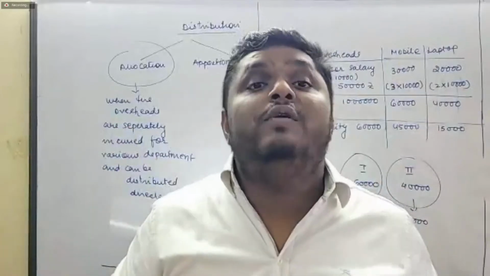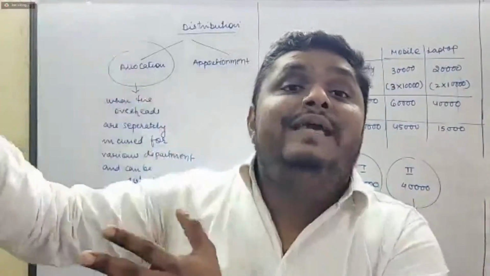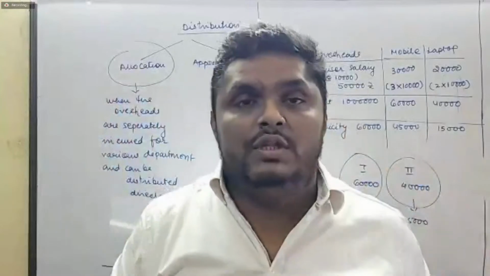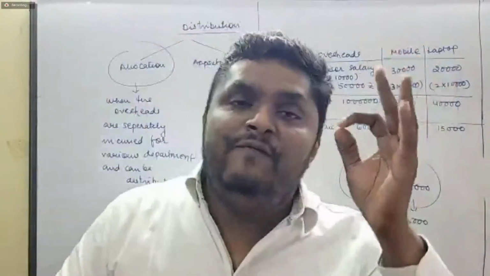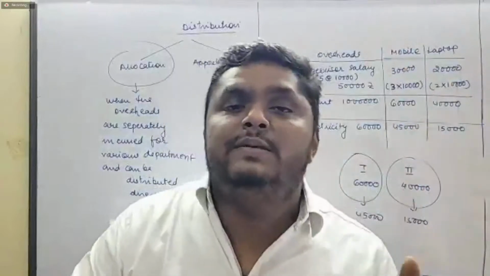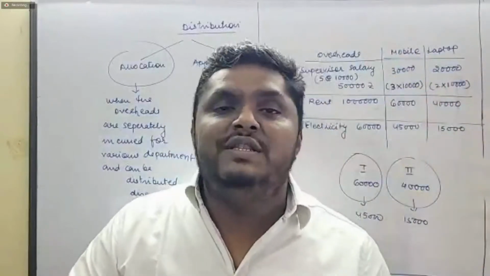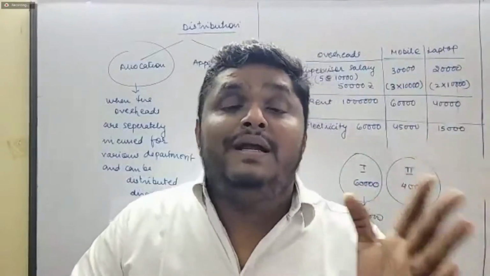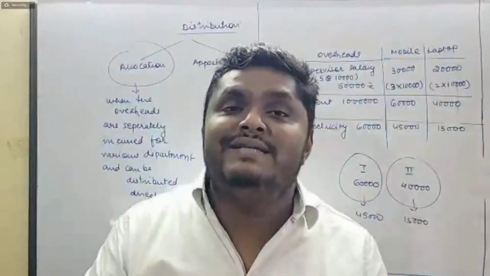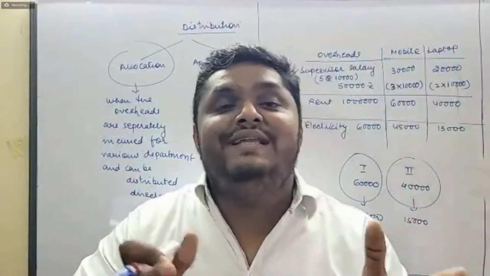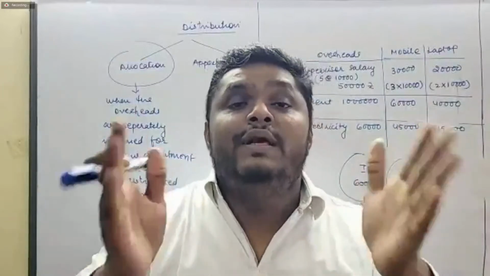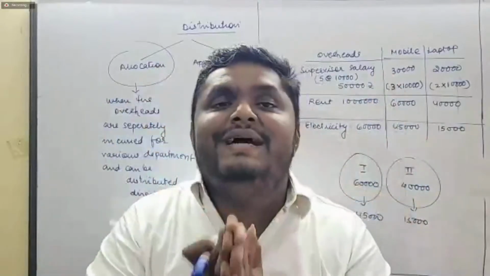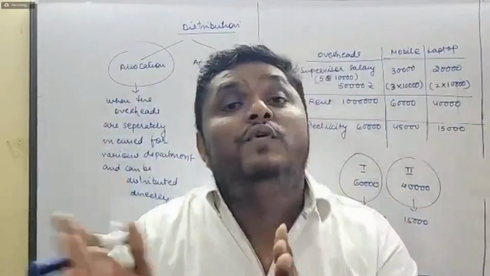Now, in that case, what will we do? Very simple, guys. If the overheads cannot be distributed directly, then we have to apportion the overhead. I repeat again, if information is given in the question that the overheads can be distributed directly, then we will simply allocate the overhead. But if the overheads cannot be distributed directly, and no information is given in the question that the overheads can be directly distributed, then we have to apportion the overhead. So if we cannot allocate the overhead, then we have to apportion the overheads.